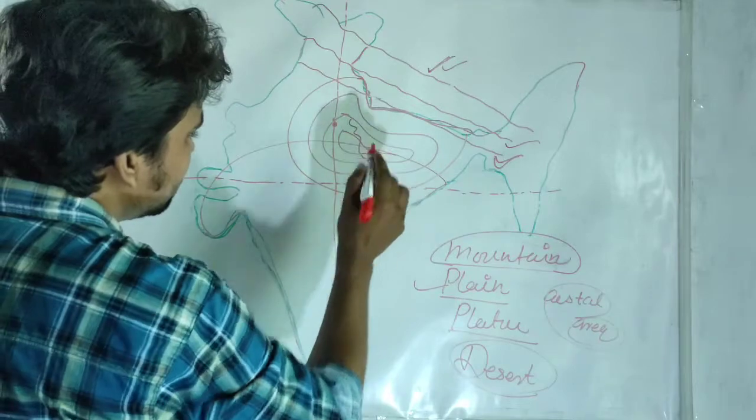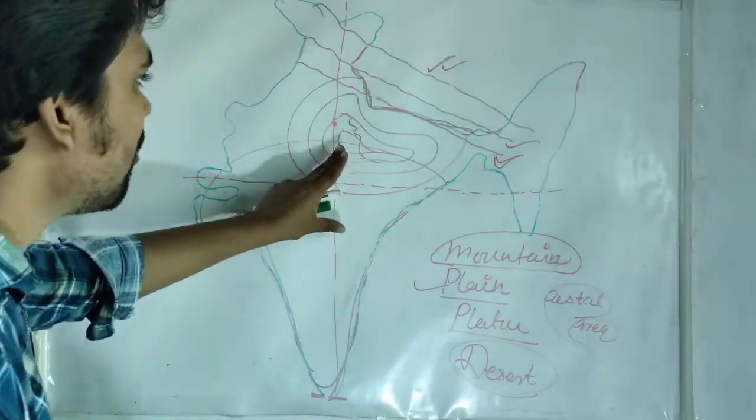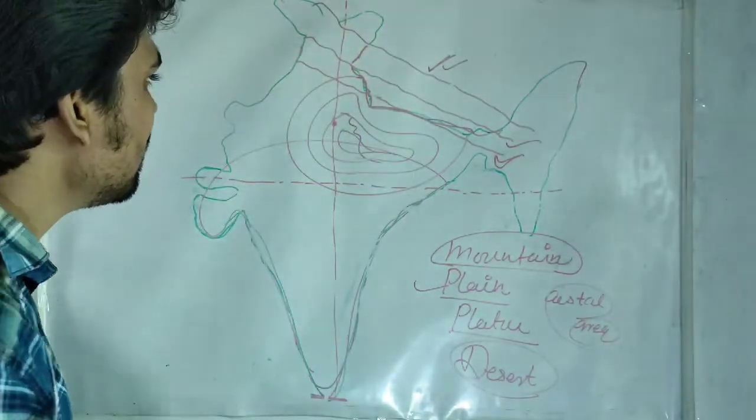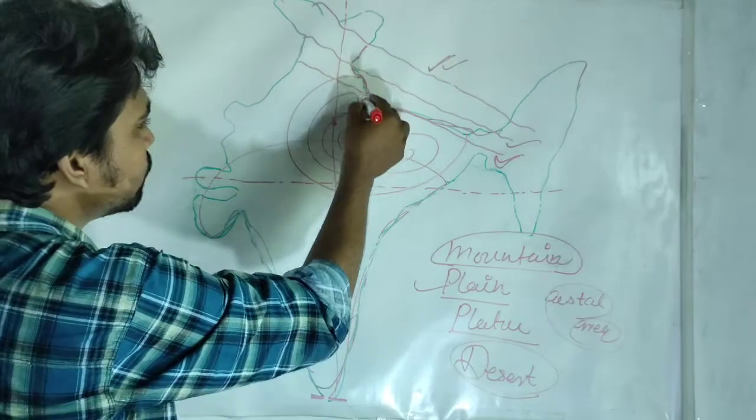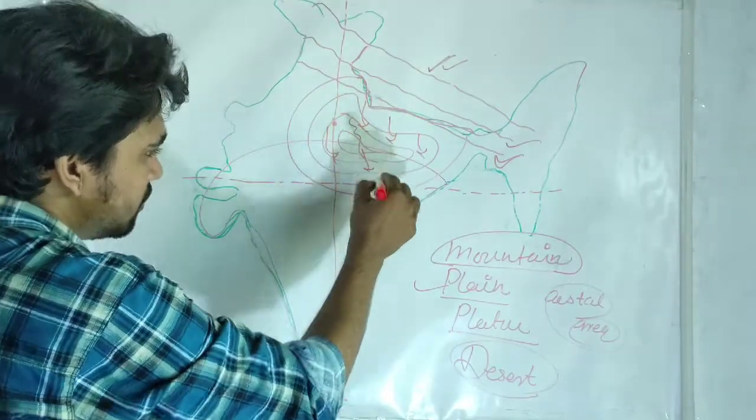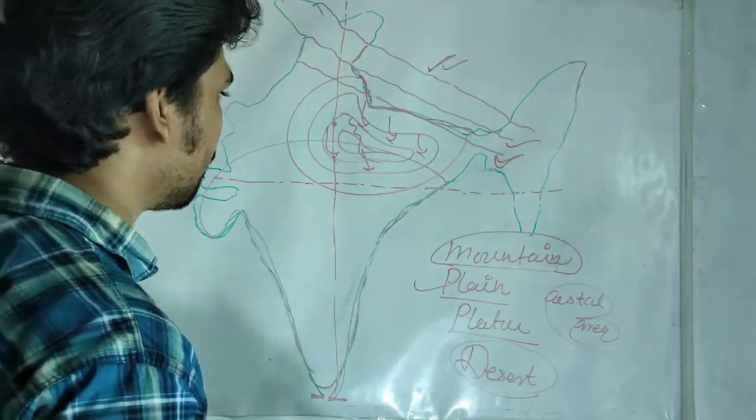So this is the plain area where the maximum number of rivers flow, and due to those rivers alluvial soil is deposited here. So this area is very fertile for human civilization as well as agriculture.